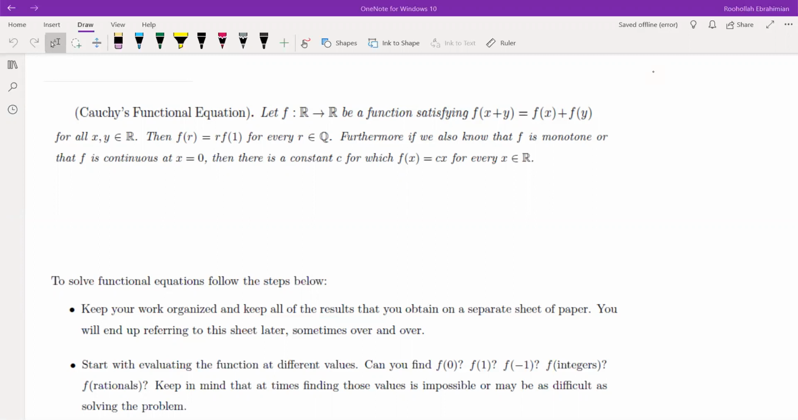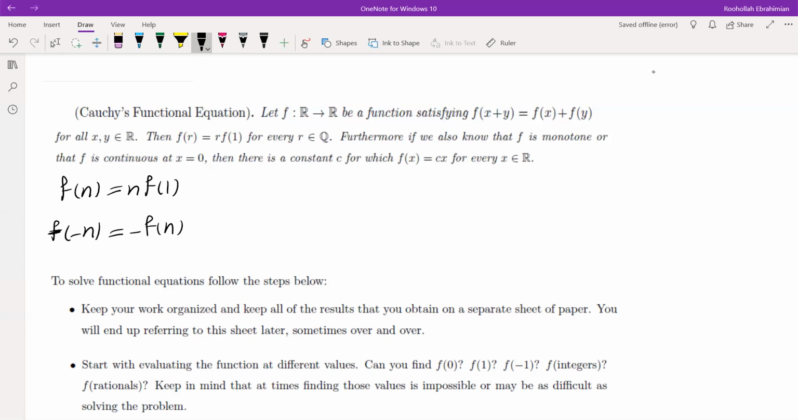And then you could show f of negative n equals negative f of n. And eventually you can put those together and find out that for every rational number r, f of r equals r f of 1. So that's something that you can do by induction.